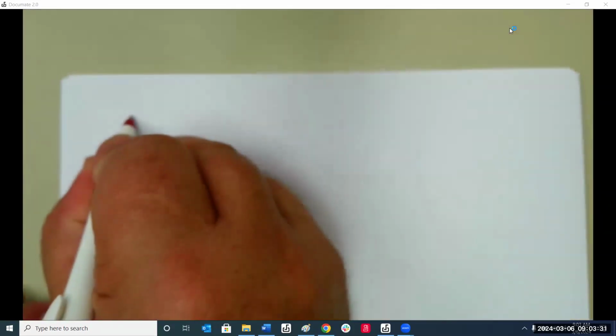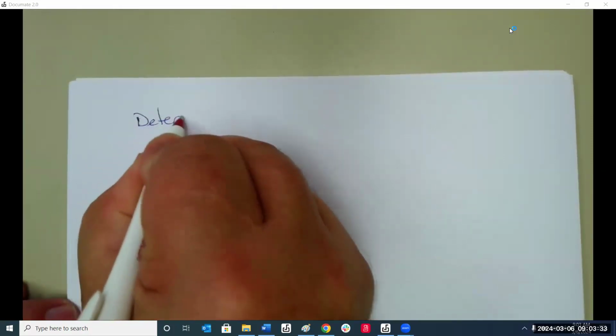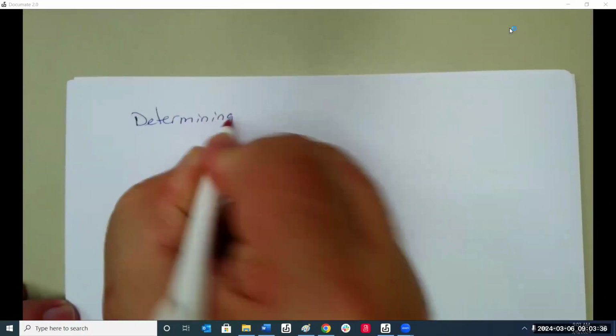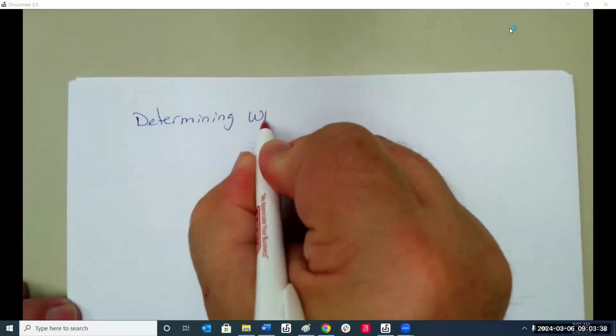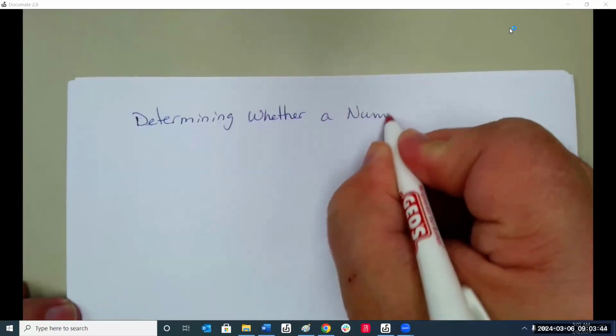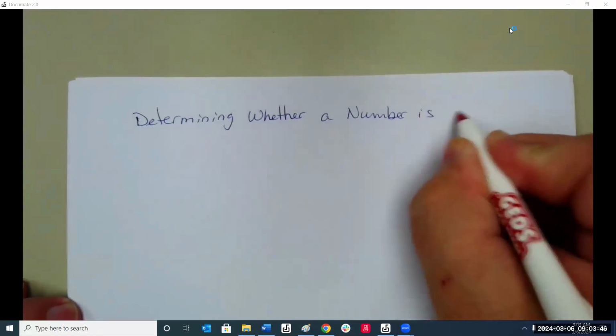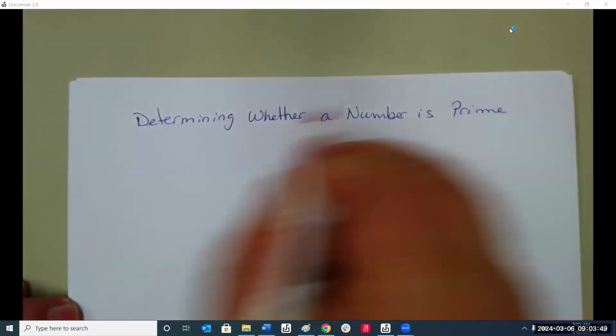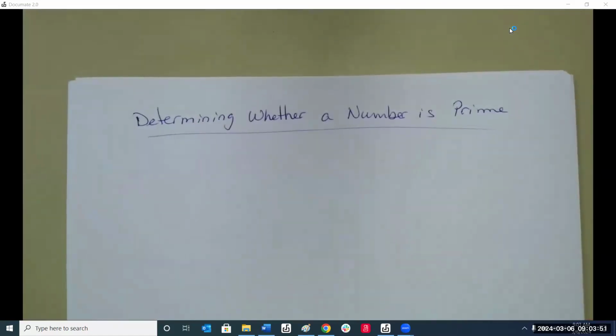Okay. The next section: determining whether a number is prime. That sounds pretty straightforward. We have an example, with 2 theorems here. How would you go about doing this? How would you determine if a whole number is prime?